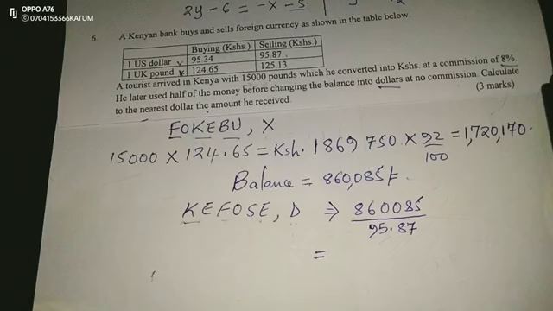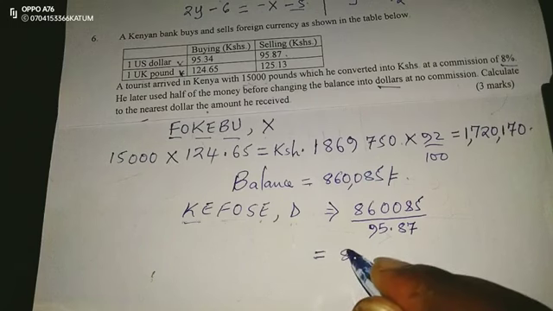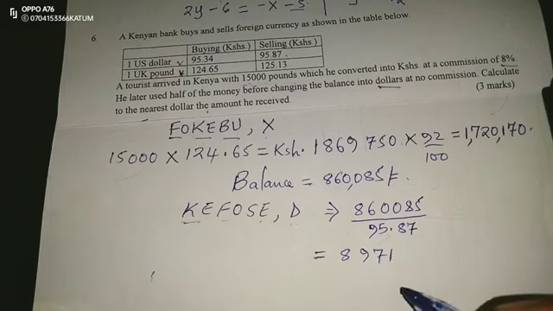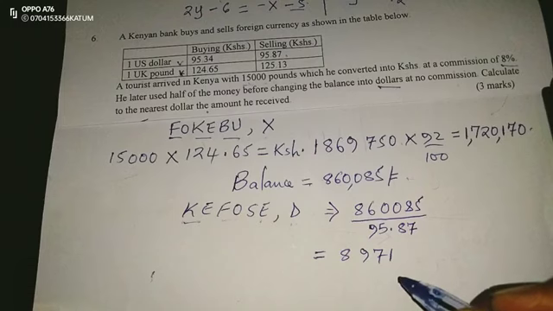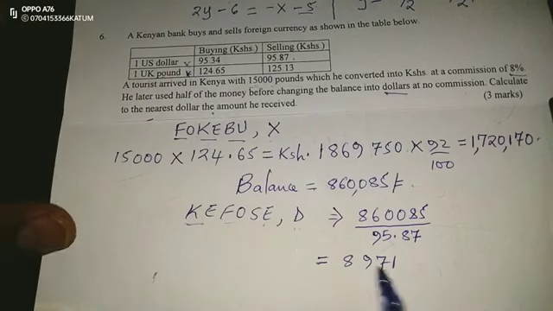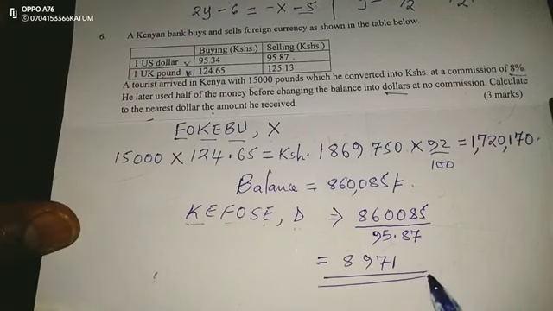When we divide by 95.87, this is giving us 8,971.36. And remember, we've been told to the nearest dollar. So to the nearest dollar, this is the amount the tourist is going to have at the end of the day.